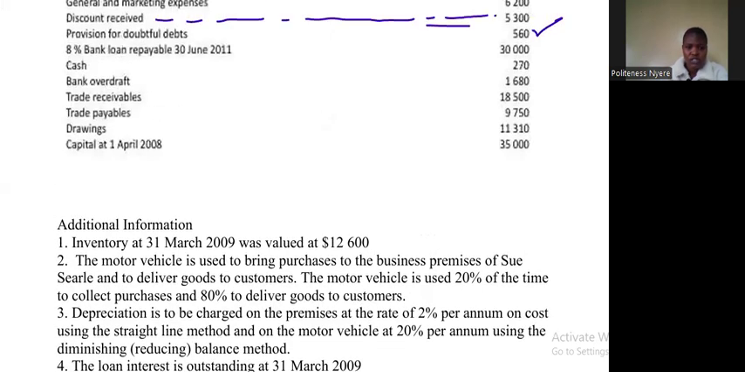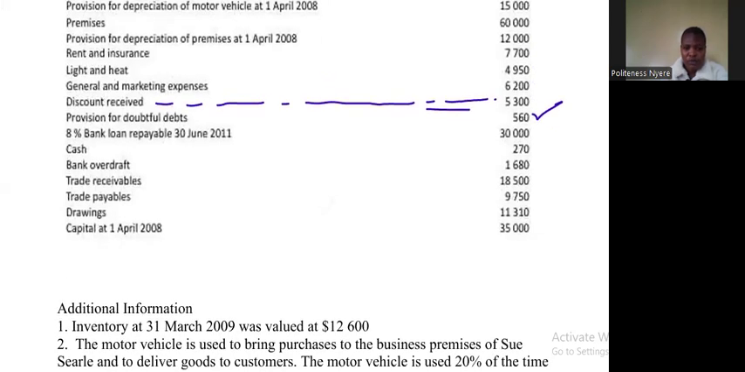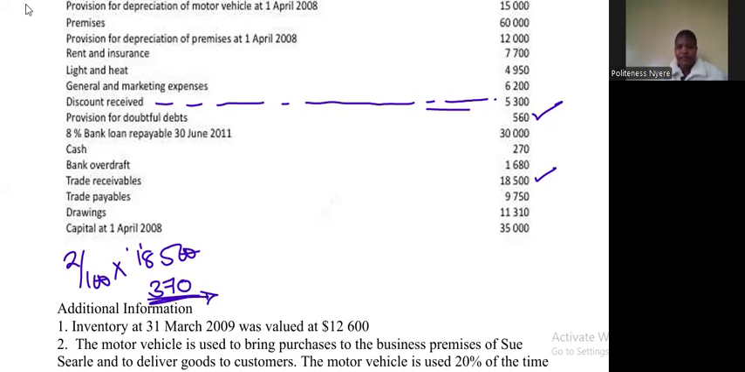So let's go to our trade receivables and see. Our trade receivables amount is this amount, which is 18,500. So if we say 2% of 18,500, we get 2 times 5, that's 10, 0, carry 1; 2 times 8, 16, plus 1, 17, 7, carry 1; then 2 times 1, that's 2, plus 1, so you have 370. Now we have to compare 370 and 560. You can see that there has been a decrease there. And the decrease is of how much?